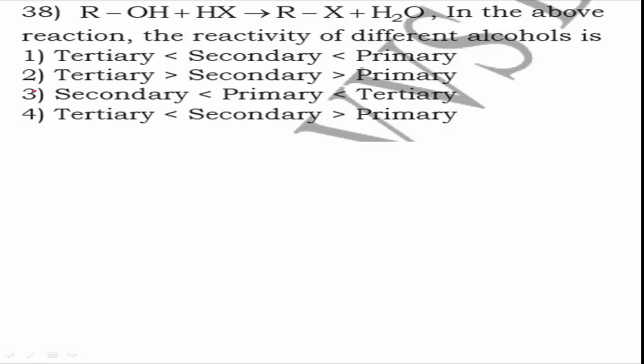In the given reaction, the reactivity of different alcohols is: option 1, tertiary is less than secondary is less than primary. Option 2, tertiary is greater than secondary is greater than primary. Option 3, secondary is less than primary less than tertiary. Option 4, tertiary is less than secondary is greater than primary.